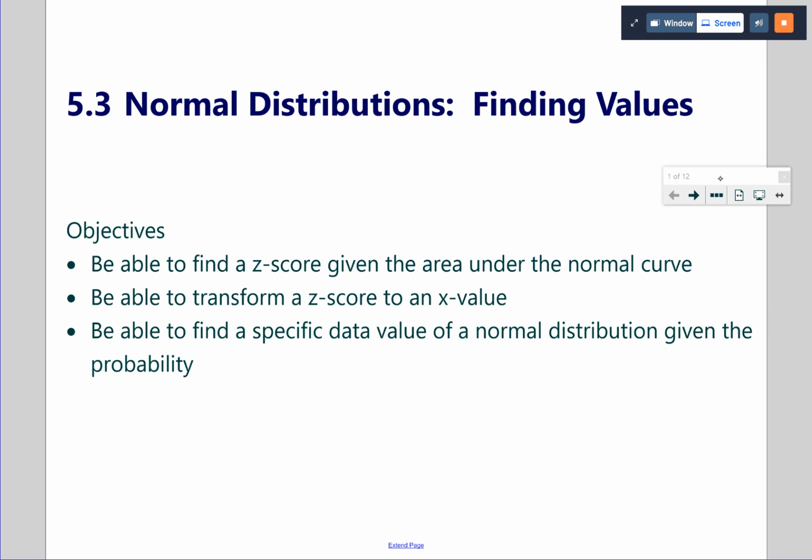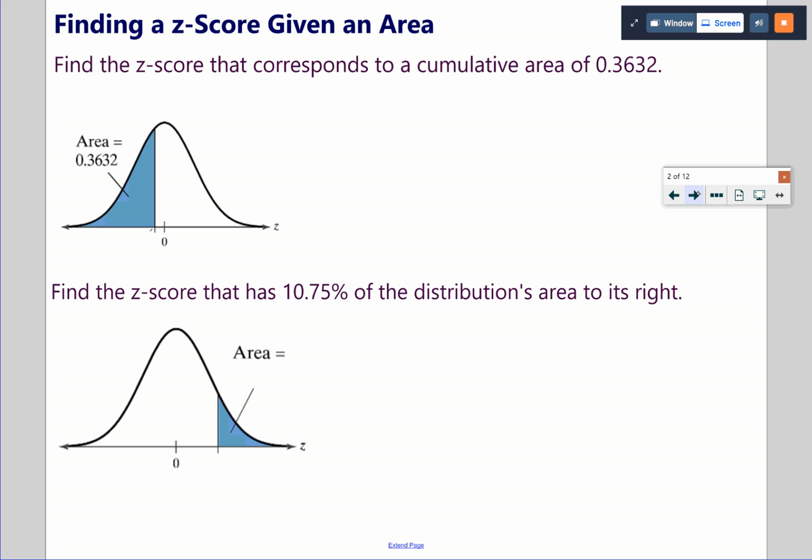All right, on to 5.3. Still talking about normal distribution, but now we're going to be finding z-values based on area. We're going to be working backwards today. So we have been given a z-value, and then we find that z-value in our table, and then we find the corresponding area. Remember, the table is always to the left of that z-value.